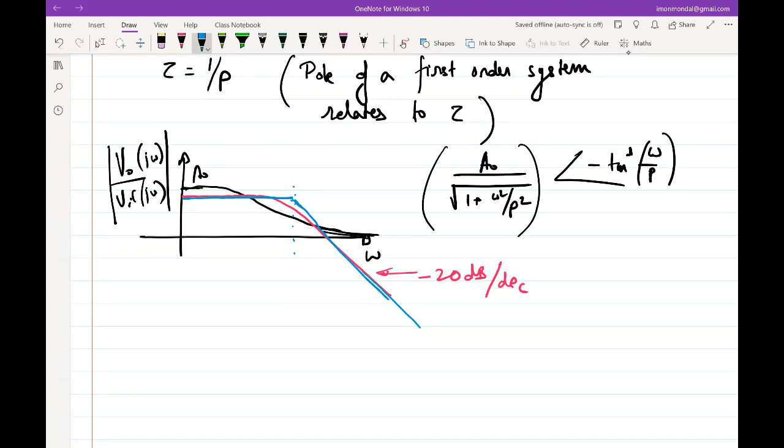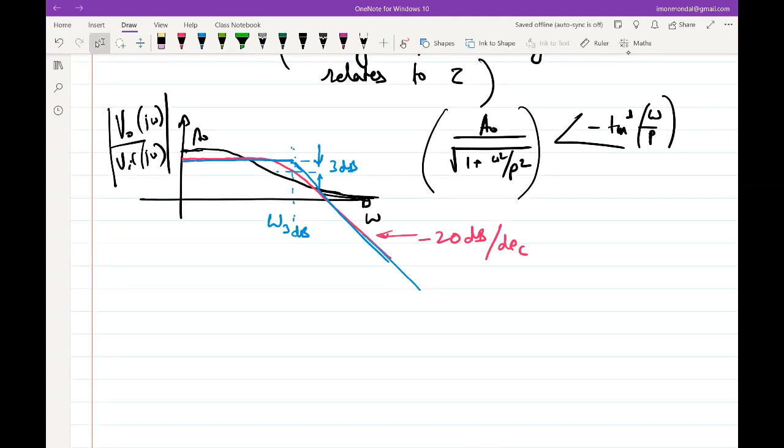The choice of this flatness is something people have to agree on. What we tended to agree is that we'll choose the point where the red curve is 3 dB below its DC point, 3 dB below wherever it started. And this we call the 3 dB bandwidth of the system, or omega 3 dB.